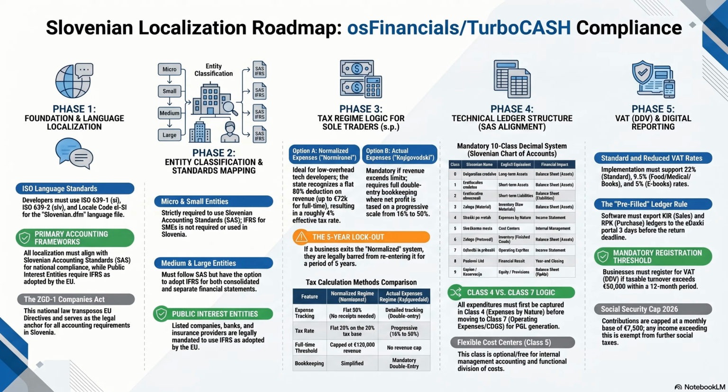A 0 through 9 decimal system means a computer algorithm can parse 1 million transactions in a fraction of a second just by looking at the leading digit of an account code. Oh, that makes sense. If the first digit is a 1, the software instantly knows it's a short-term asset. It doesn't have to read text or interpret a user's spelling. I see. So it's designed for machine reading from the ground up.